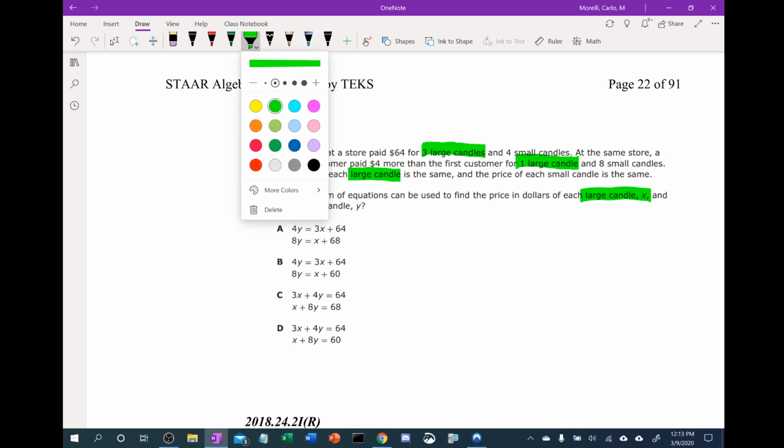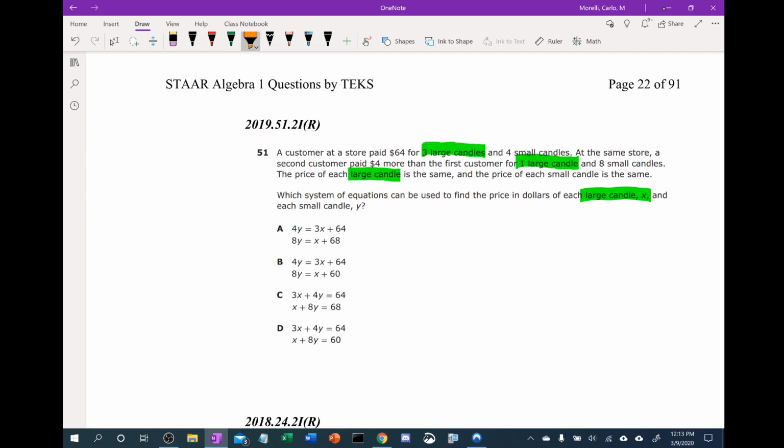And Charlie, what color would you like for the small candle? Orange. I like that. So everywhere we see small candle with the numbers, we'll highlight 4 small candles and then 8 small candles. Something over here is small candle, I see, and then small candle goes with Y.